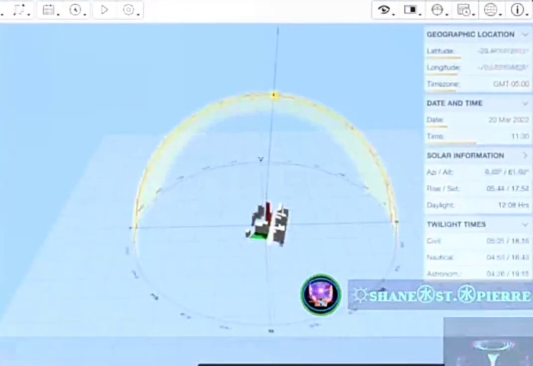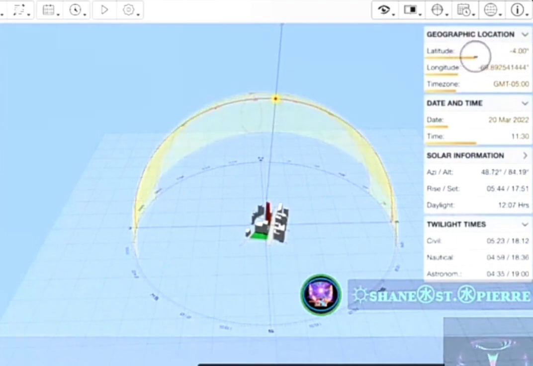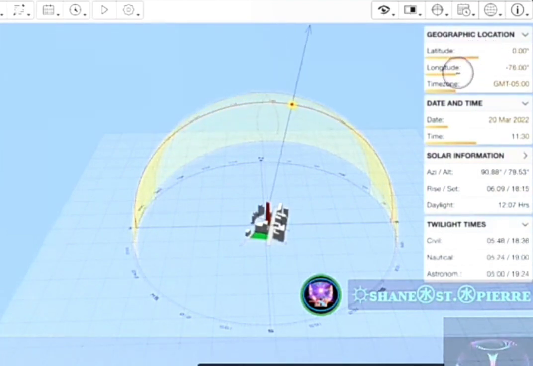Literally, it's by the observer all over the map. You see how it's working? And the sun declination changes south of the equator versus north of the equator. It's still tracked in a semicircle above the observer.